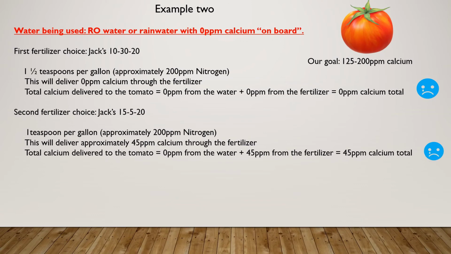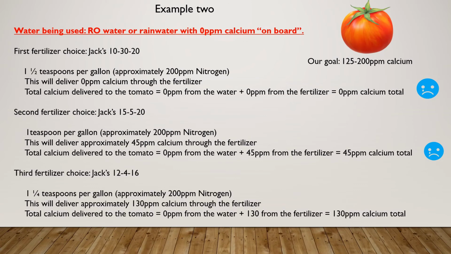Not going to be good. We're going to end up with a level of about 45 parts per million calcium. We look at the Jack's 12-4-16, again mixing it at that teaspoon to teaspoon and a quarter per gallon. We get 130 from the 12-4-16, 0 from the water. We're at 130 being delivered to the tomato. Again, that tomato's probably going to be quite happy.